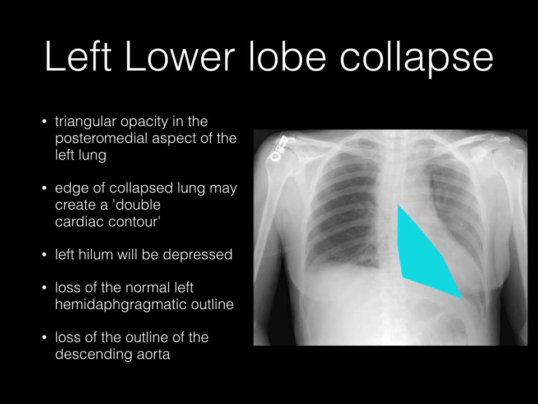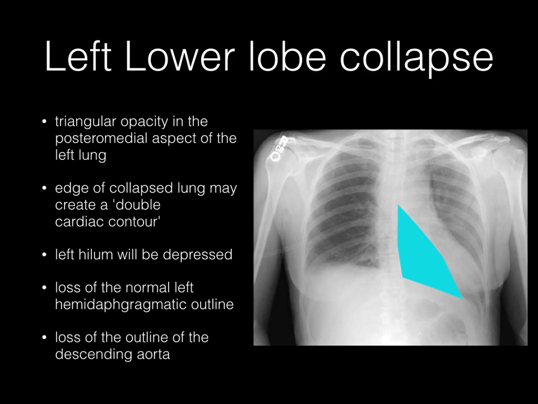Because it causes collapse of the left lower lobe, it actually pulls the hilum downwards, resulting in depression of the left hilum. There will also be loss of the normal left hemidiaphragmatic outline, as well as loss of the outline of the descending thoracic aorta.